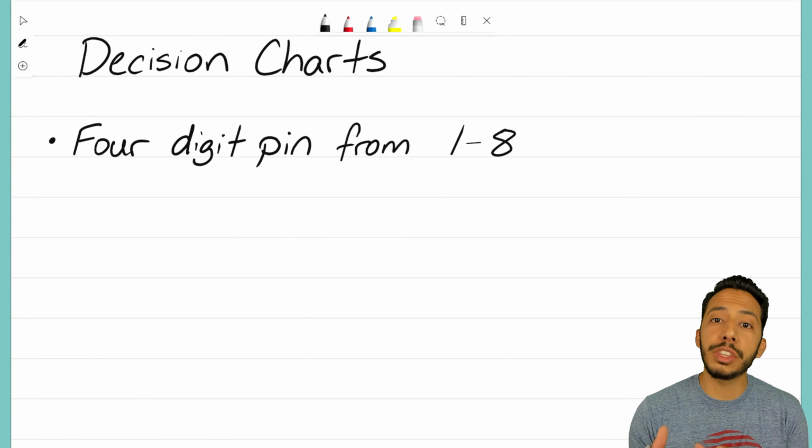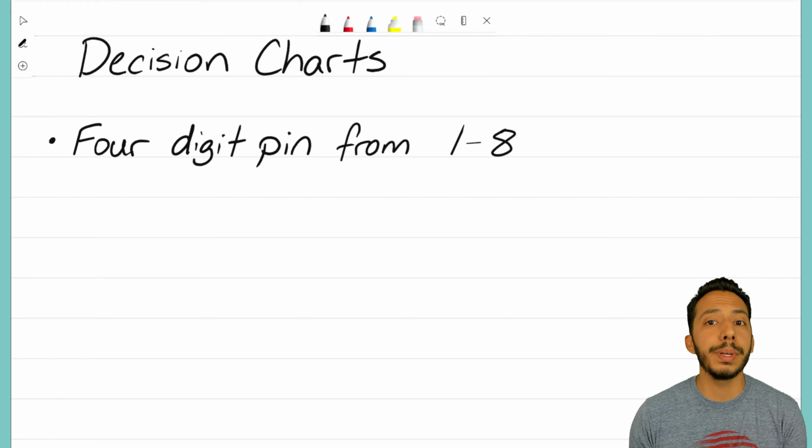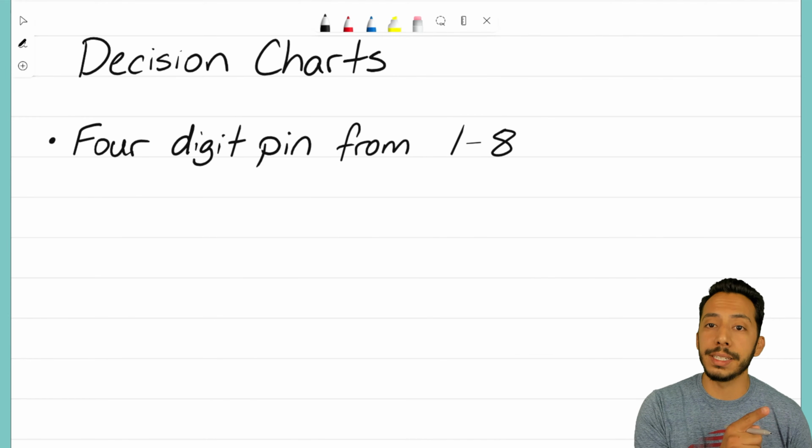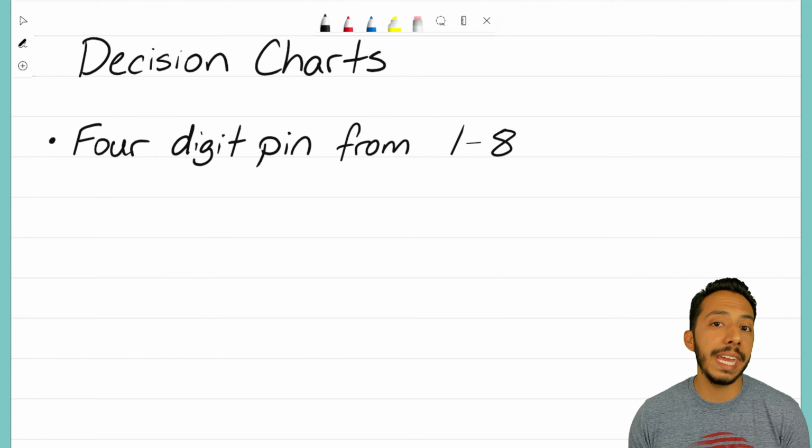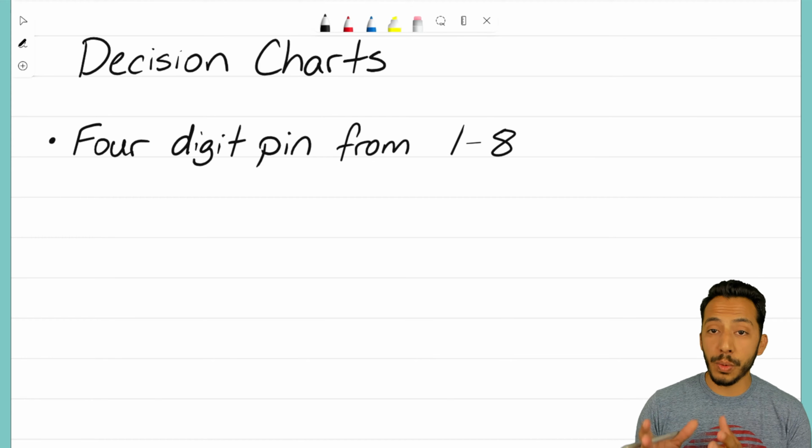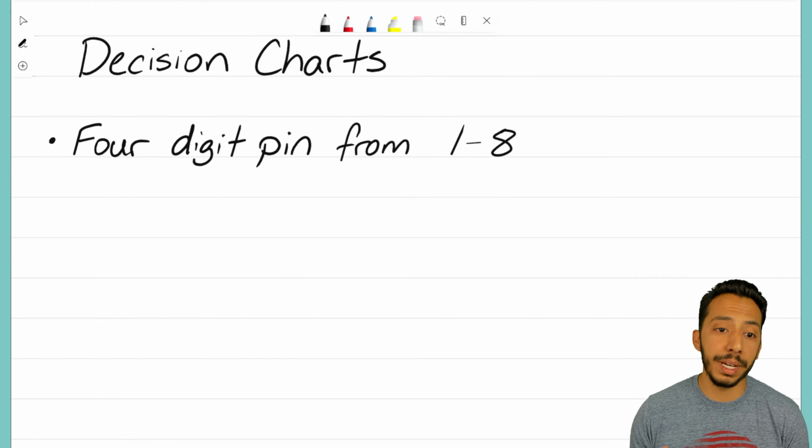Well, we're going to change it for this problem because we're only going to pick from the numbers 1 through 8. We're not going to include 9. We're not going to include 0. We're just looking at those 8 numbers, 1 through 8. So this is where a decision chart is going to help us out.